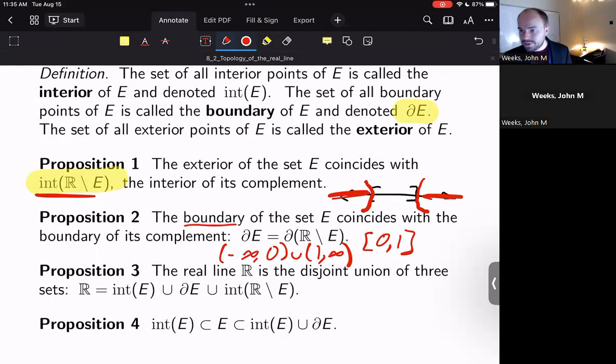And then finally, one of the propositions that we discussed already is that the real line is the disjoint union of the interior, the boundary, and the exterior points. Every point is exactly one of these. It cannot be more than one. It cannot be less than one with relation to any set.